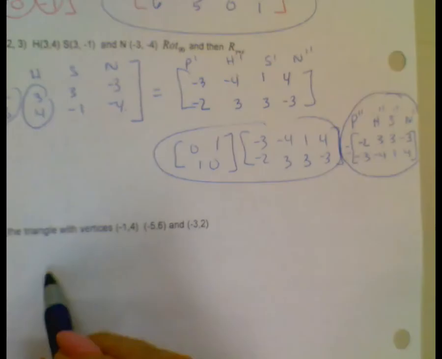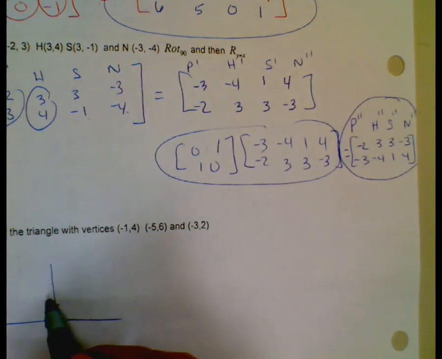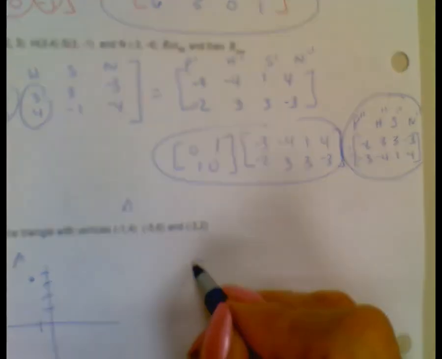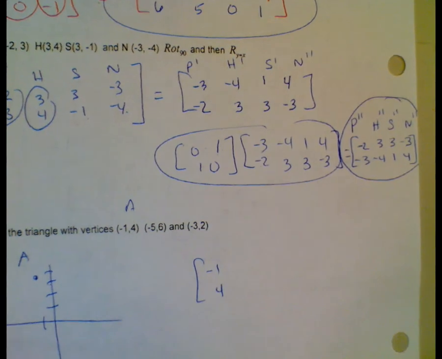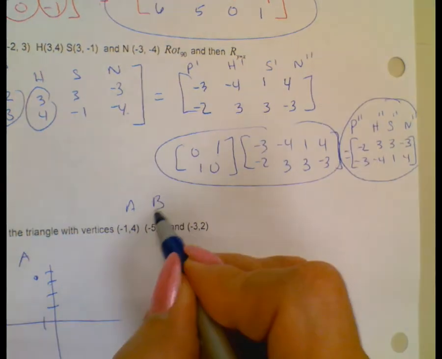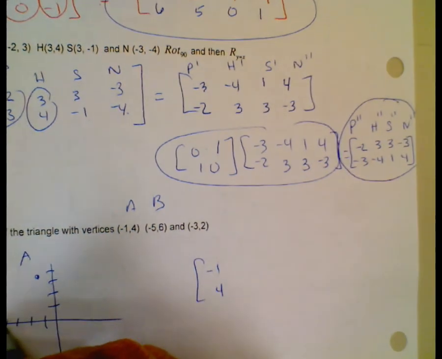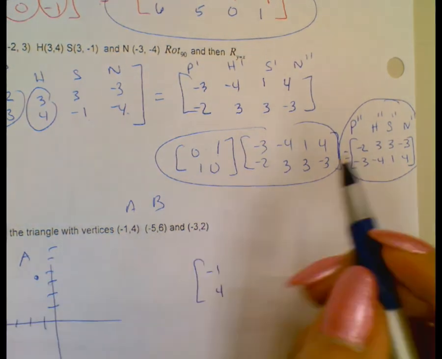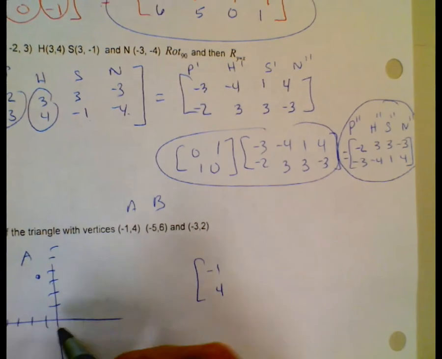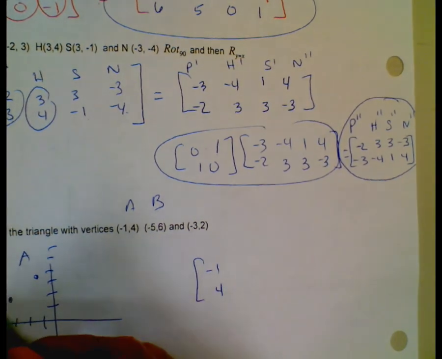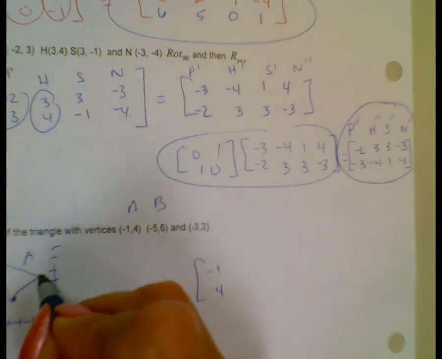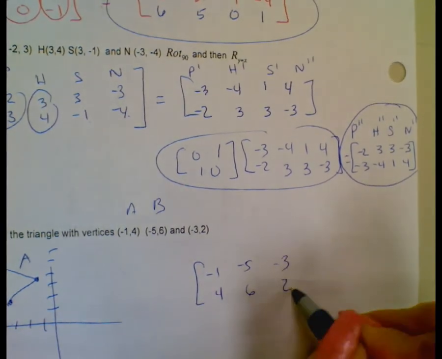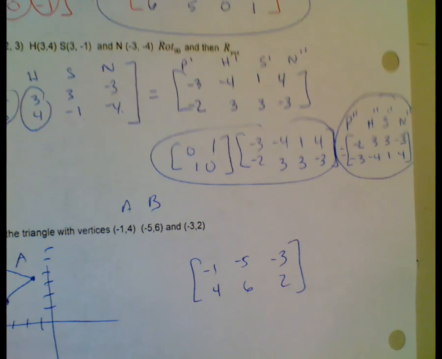Find the area of the triangle with vertices right here. -1, 4. We'll call this A. Let's go ahead and get that set up right there. Our second one, we'll call it B, is -5, 6. And C is negative 3, 2. So we have this triangle. And that's how you write it as a matrix.